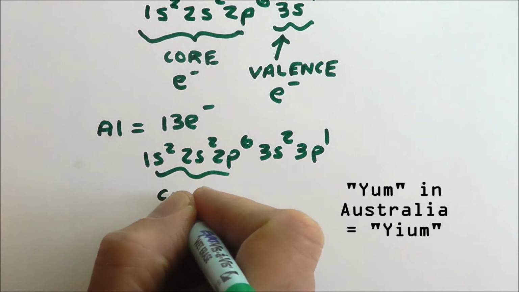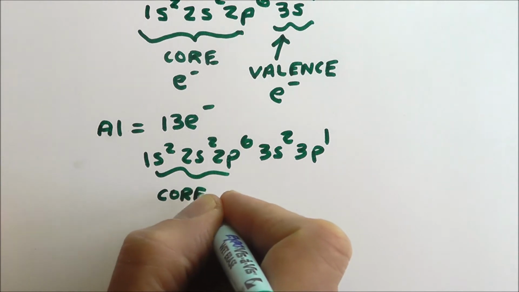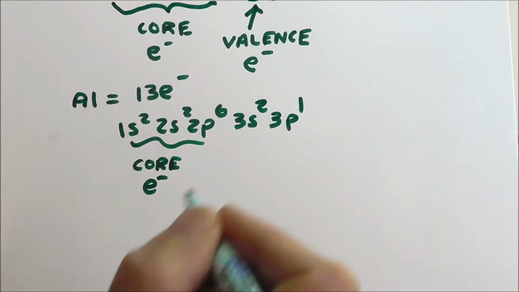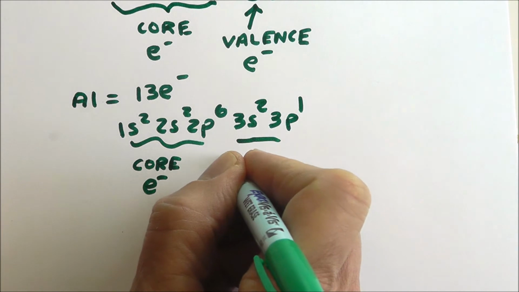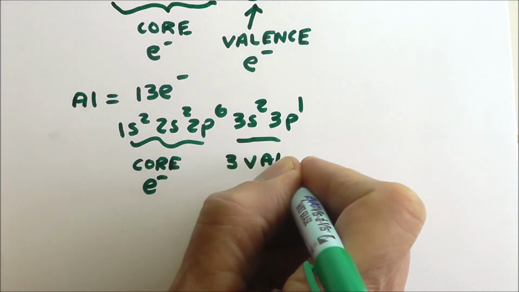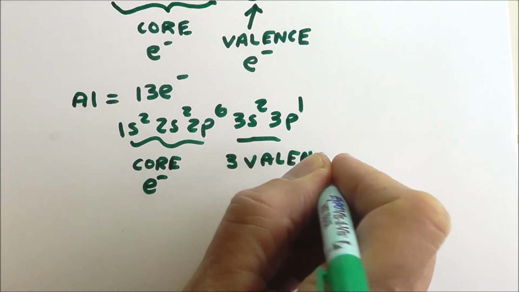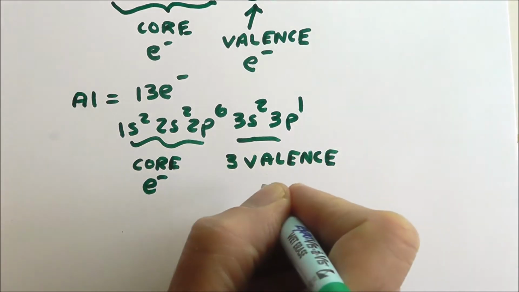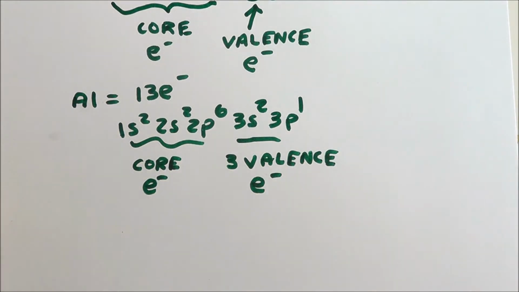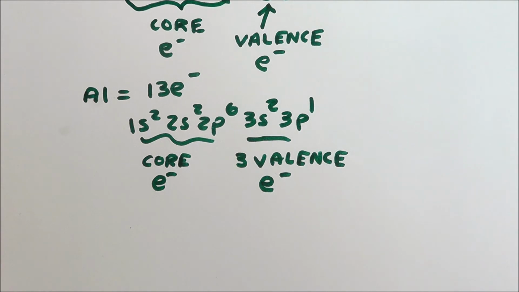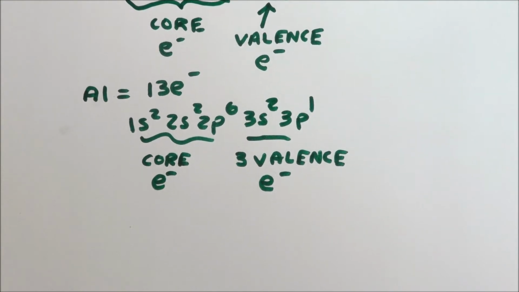Anyhow, these would be core electrons, 10, but 3 valence electrons. We're going to end up talking about everything not in reference to core electrons, because all the action is in the valence shell with valence electrons. So how many valence electrons does every single atom that we're going to talk about have? Well, let me show you. Check this out.